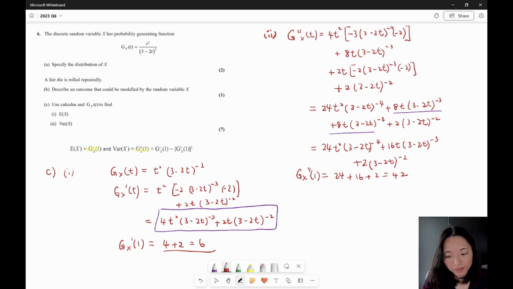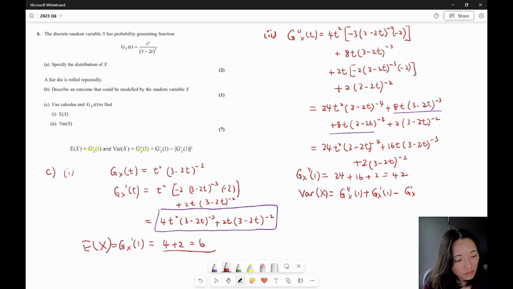That's not the end yet. To work out the expectation of x, actually the expectation of x is simply g prime of x evaluated at 1, so that's 6, so we worked it out earlier. The variance of x given in the formula booklet is g double prime at 1 plus g prime at 1 minus g prime at 1 squared. So what's that? G double prime at 1 is 42 plus g prime at 1 is the expectation, which is 6, minus g prime of 1 squared, minus 6 squared. So variance of x is 12.